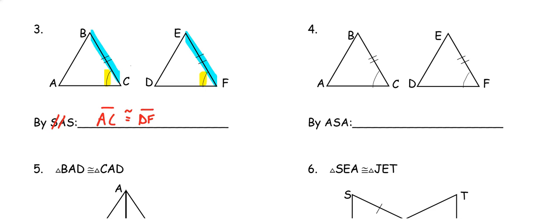In number 4, we want to use angle, side, angle. So we have the same information still. We have a side and we have an angle that's touching the side. We also need the other angle this time because it's angle, side, angle. We need the other angle that's touching the side because it needs to be an included side. So we would need to know that angle B is congruent to angle E.